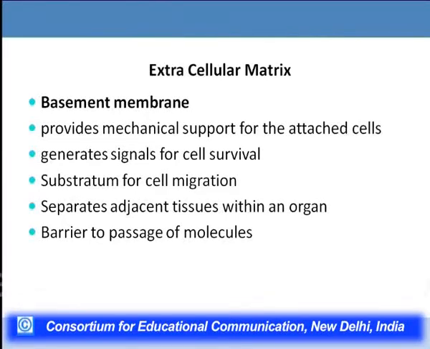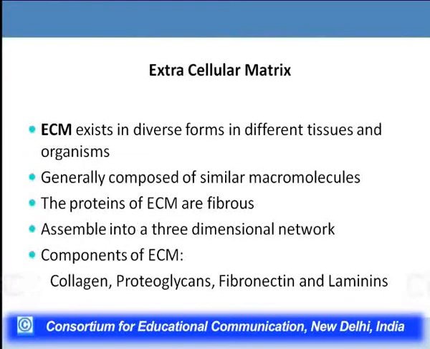Basement membrane also separates adjacent tissues within an organ, and it also acts as a barrier to the passage of various types of molecules. Now that was the simplest type of ECM, but ECM exists in diverse forms in different tissues and in different organisms. However, the basic components which make up the extracellular matrix are similar in various tissues.